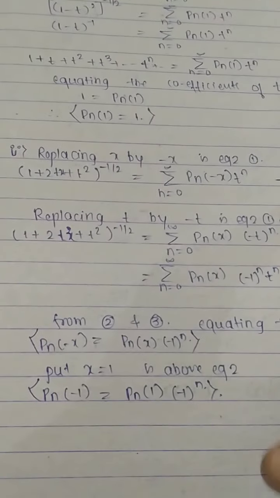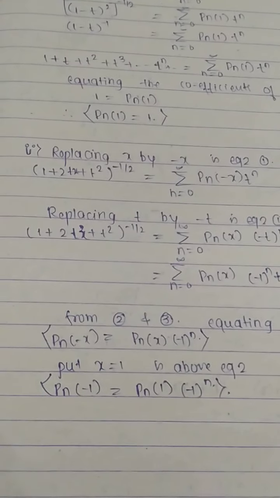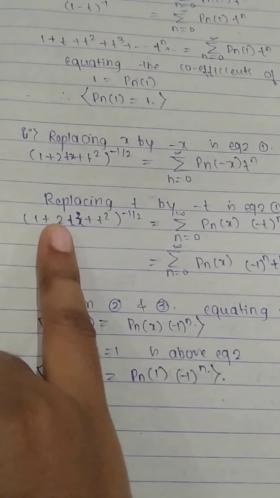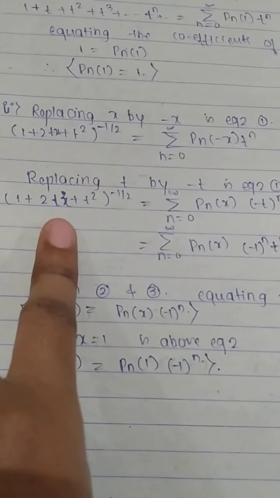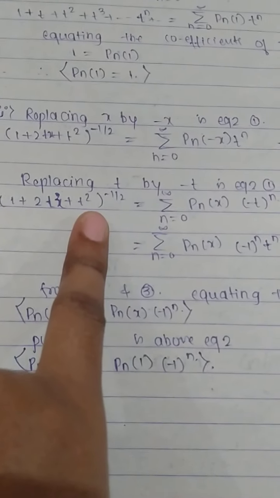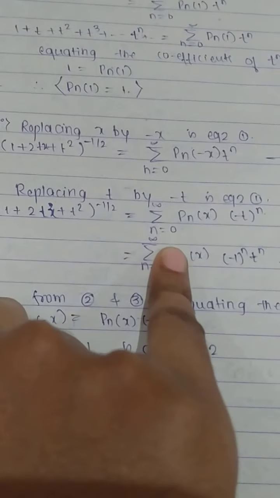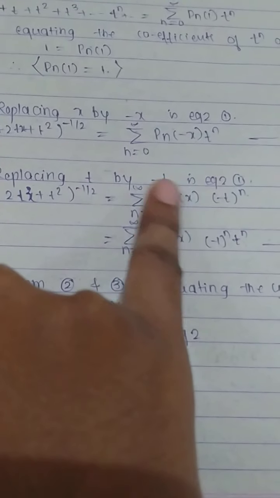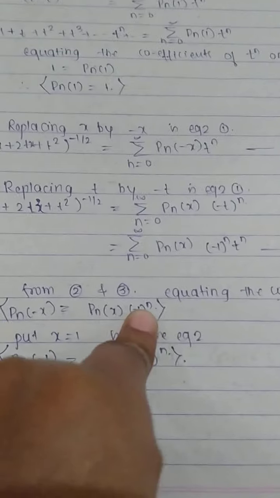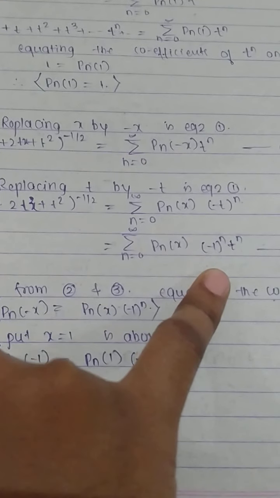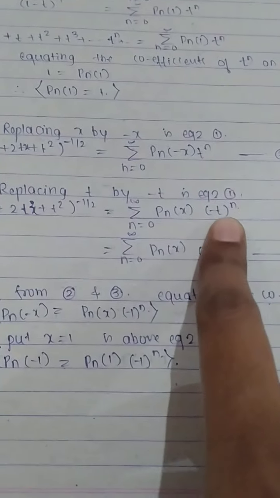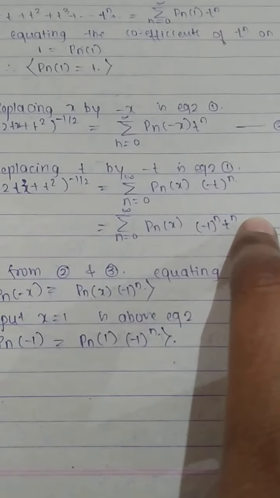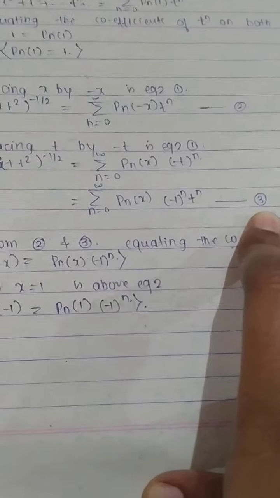Now I will replace t by minus t. So here again my plus will be there: 1 plus 2xt plus t square raised to minus half is equal to summation n is equal to 0 to infinity Pn of x, in place of t I need to substitute minus t to the power n. So I will get here Pn of x minus 1 to the power n t raised to n, isn't it? So minus t to the power n we can write as minus 1 raised to n and t raised to n. I will call it equation number 3.